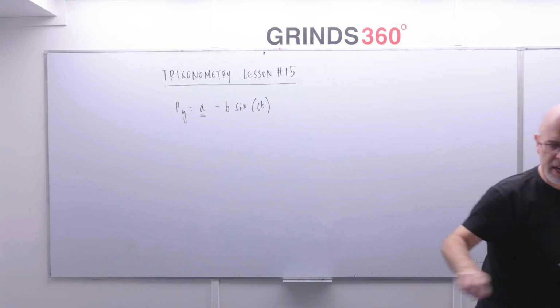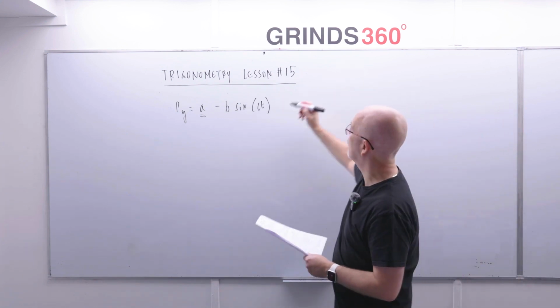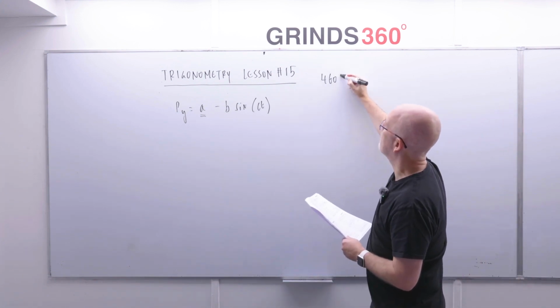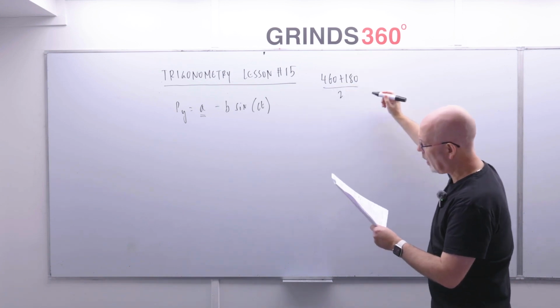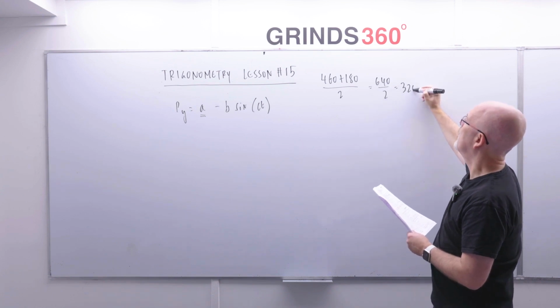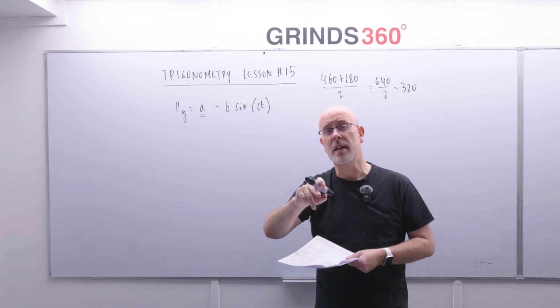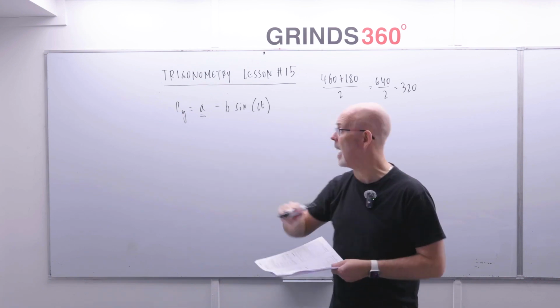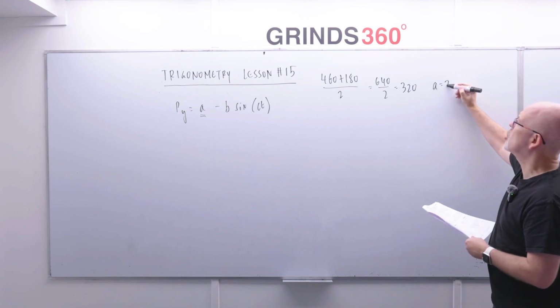What that means is that my center line will be halfway between those two. So if I just get the average of those two, 460 plus 180 over 2, that's 640 over 2, which is 320. So 320 is the center line. If you look at your graph, that does seem to be where the graph begins. It does seem to start at 320 on the vertical axis. So that's my value for A. A is equal to 320. Just make sure you specify that.